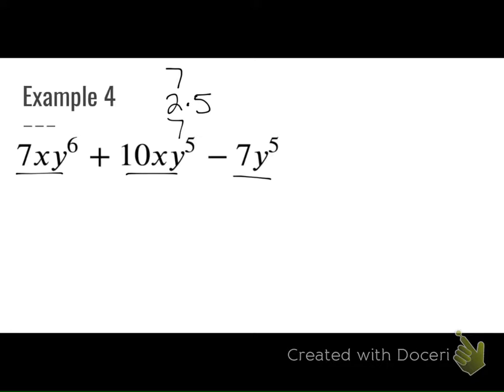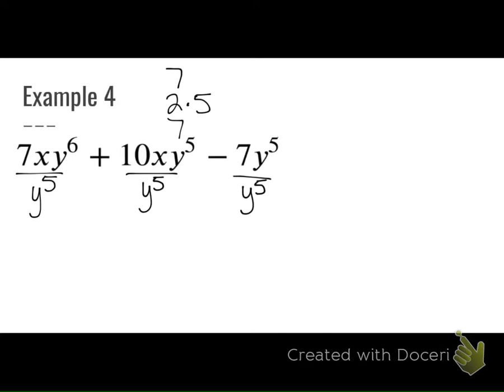How many y's could each of these give up at the same time? Well, this one has 6, that one has 5, that one has 5, so I'm going to say y to the 5th is what I would be able to factor out. They could all give y to the 5th.